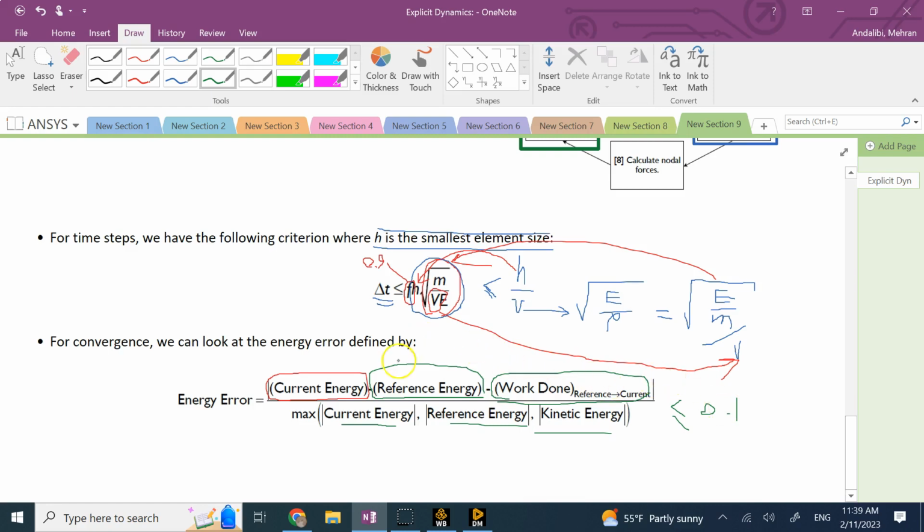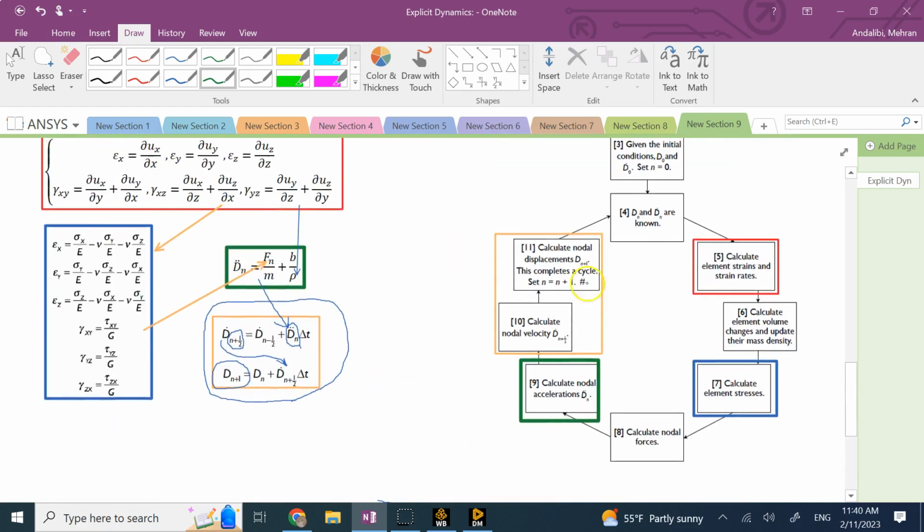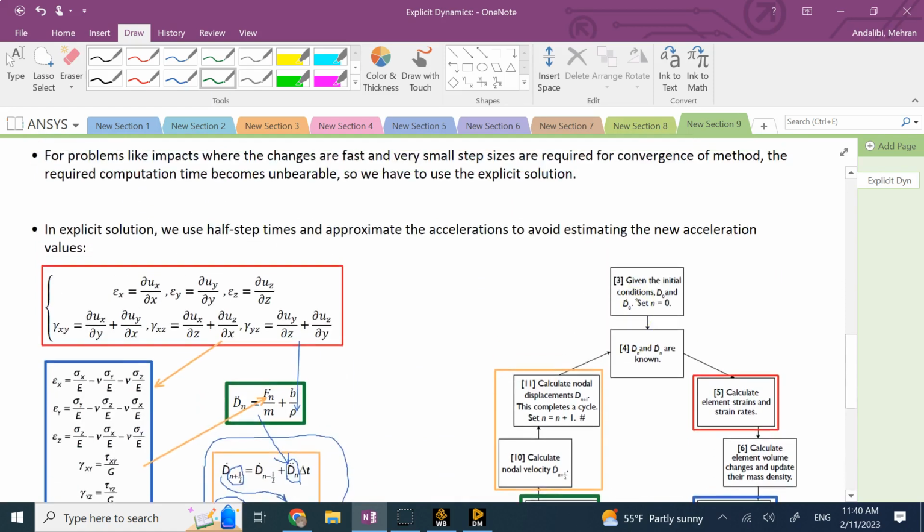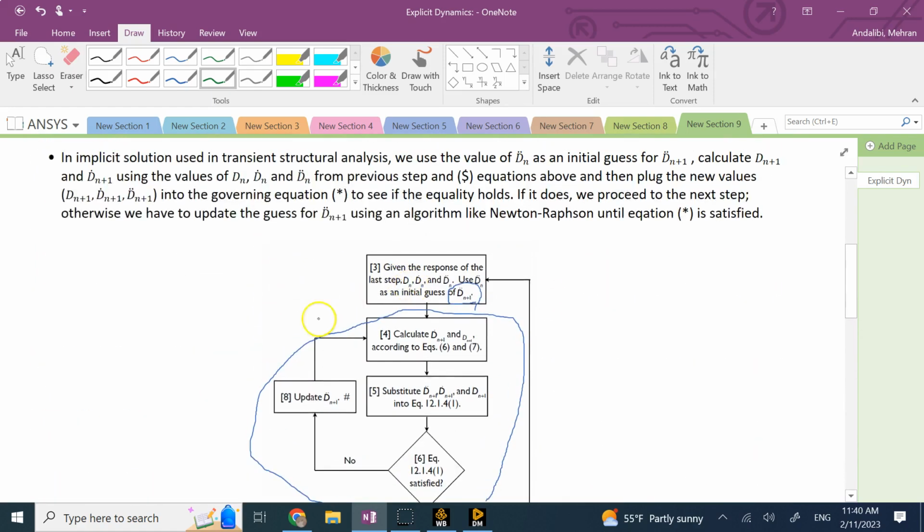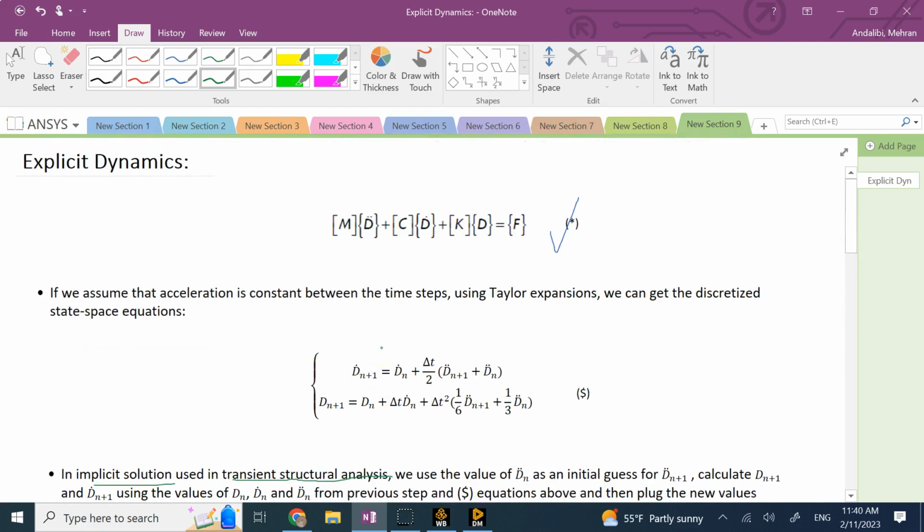So this is your convergence criteria, the time step, and this is how the explicit method is solving it, as opposed to how the structural transient analysis and implicit method is working. Okay, so this is some background that I want you to know.